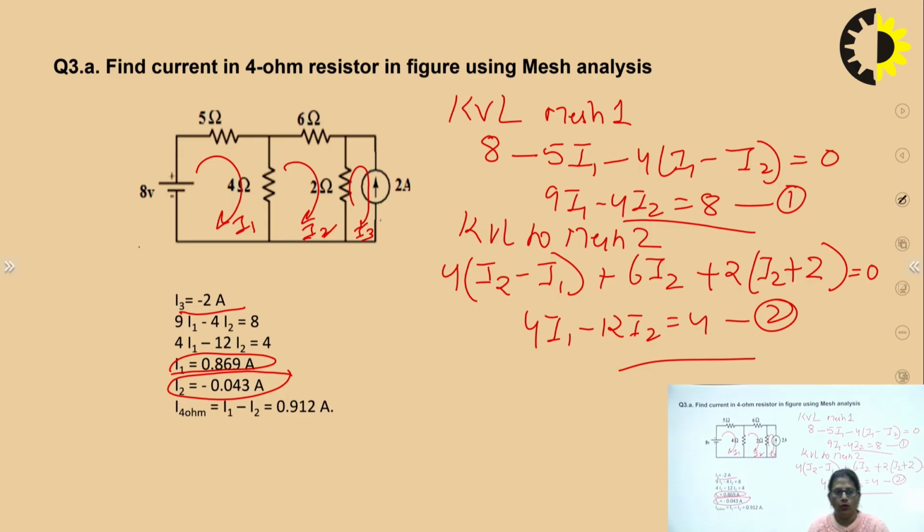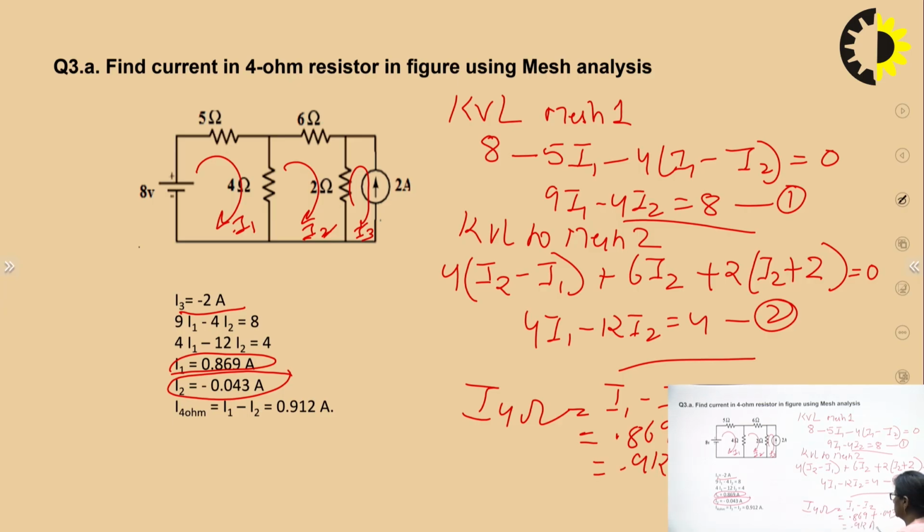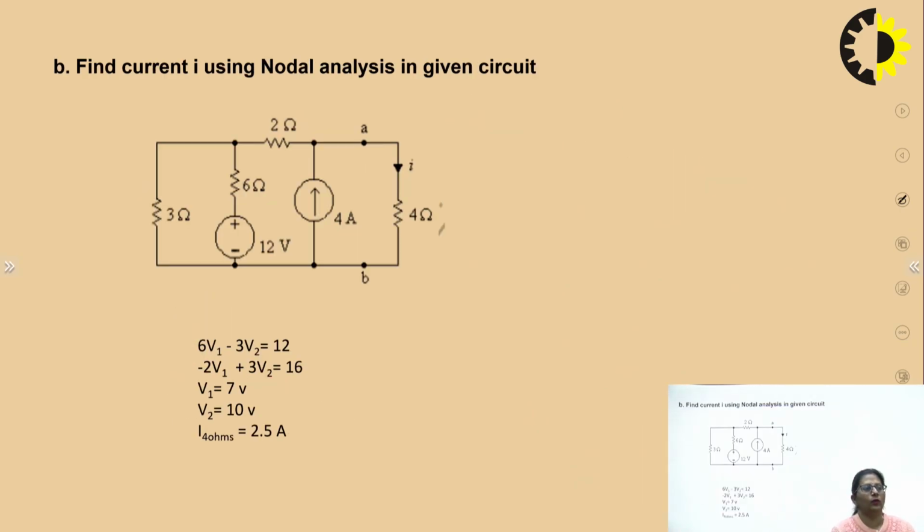Fine. If that is so, the question is finally to find the current in 4 ohms. So the current in 4 ohms, if I just see here, is given by I1 minus I2. Fine. I1 is 0.869 minus I2, and I2 is minus 0.043, so that becomes plus 0.043. So this becomes 0.912 amperes. So the current flowing in 4 ohms becomes 0.912 amperes. Fine. Moving on with the next.